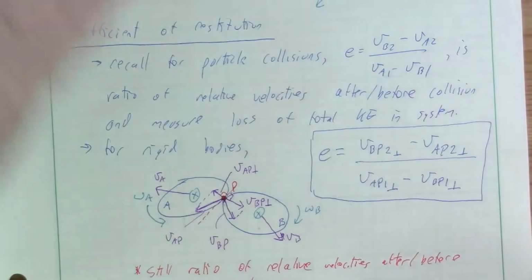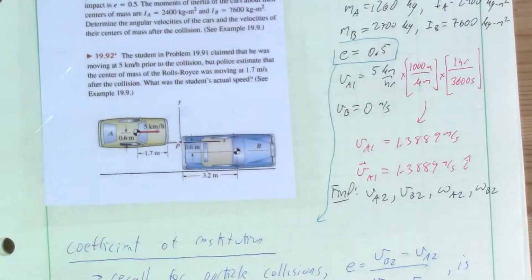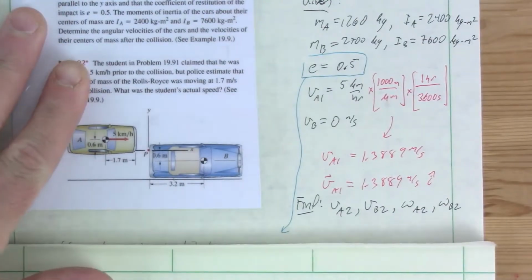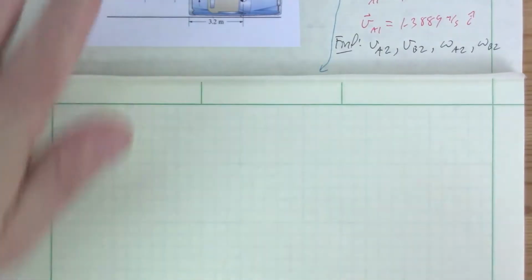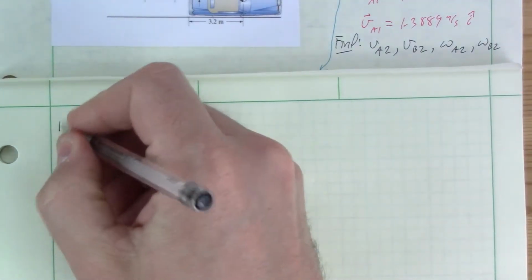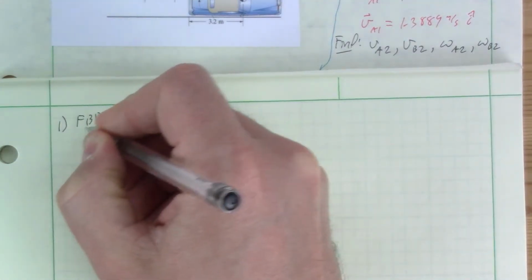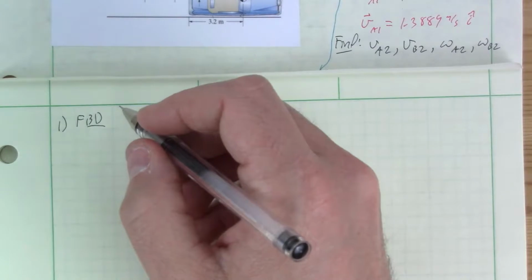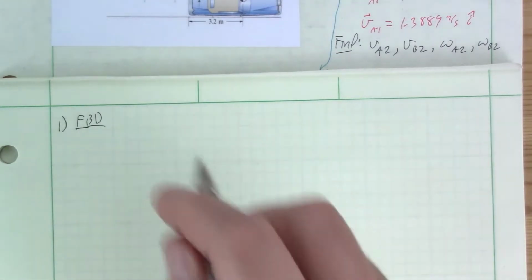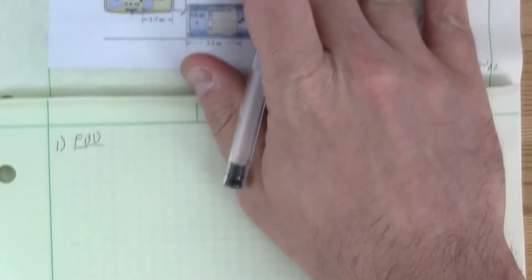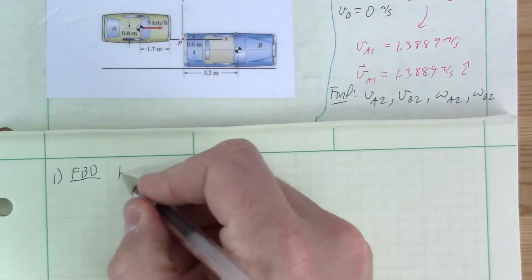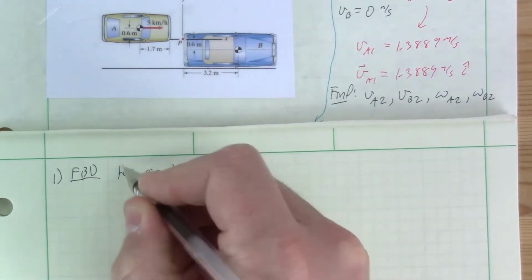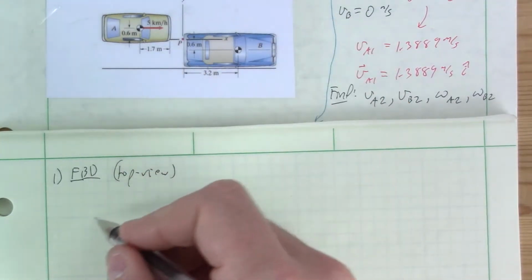Okay, we're ready now to do our analysis here, now that we have that definition of coefficient of restitution. We'll start with the free body diagram as always. Okay, and we're going to draw the free body diagram in 2 different views here. I'm going to try to keep this on here as long as we can. So our top view first, right, which is kind of that view we have.